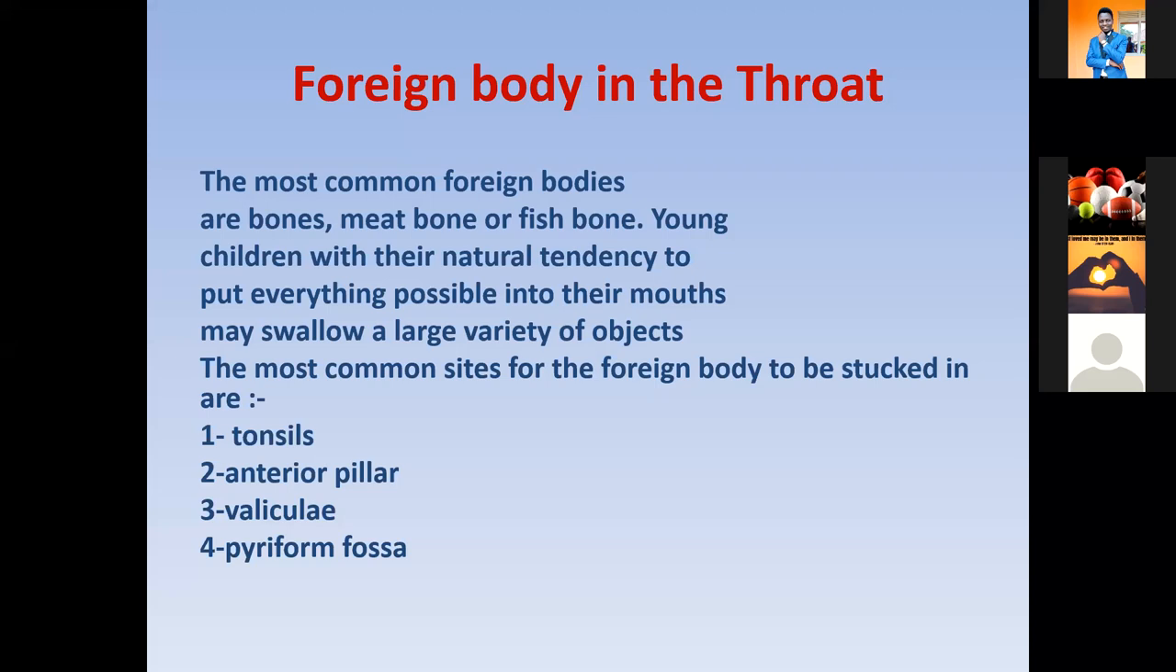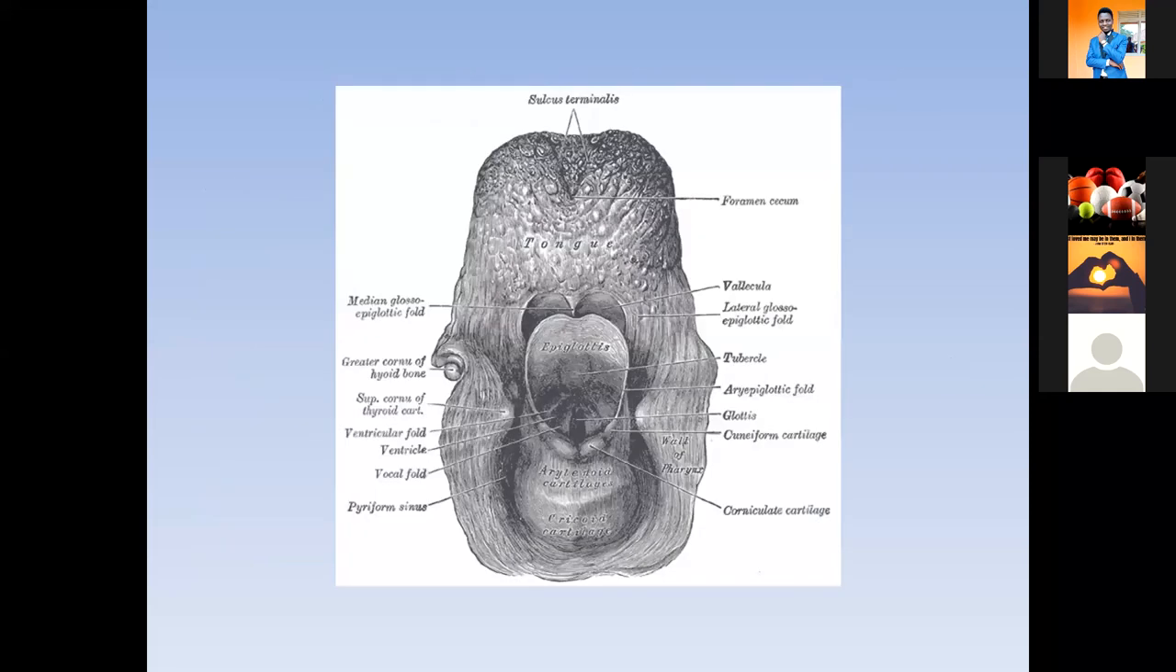Oh yeah, that's dancing. So the most common sites for foreign bodies to be stuck in the throat include the tonsil, especially for fishbone, the anterior pillar, the vallecula, and the piriform fossa. Remember, the piriform fossa is part of the hypopharynx, whereas the vallecula is part of the base of the tongue. So this is your tongue.